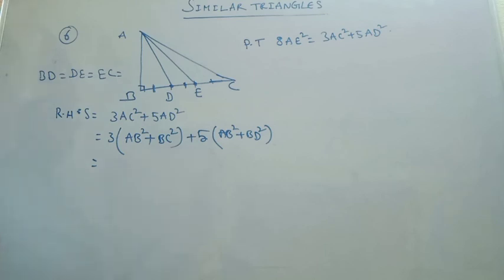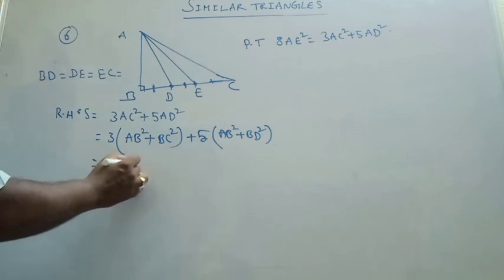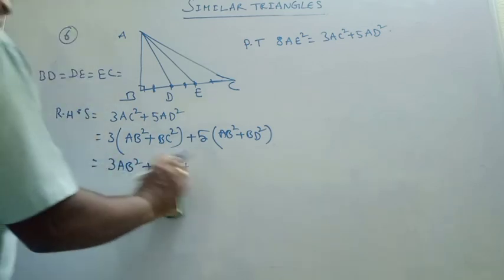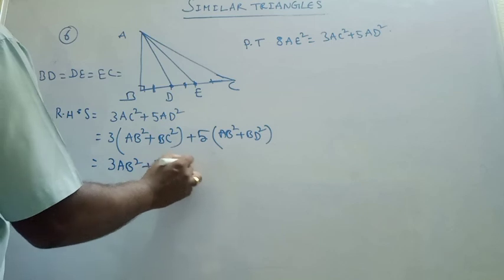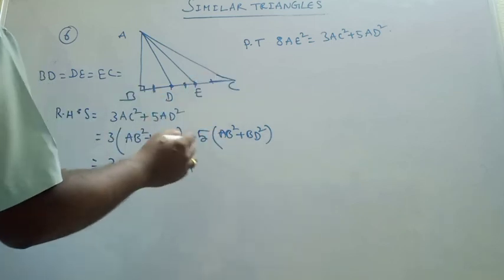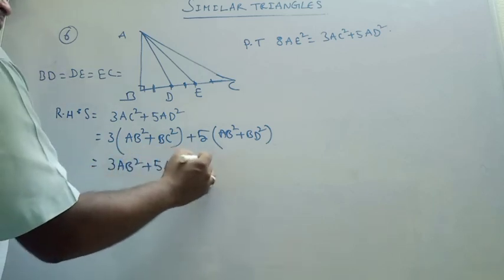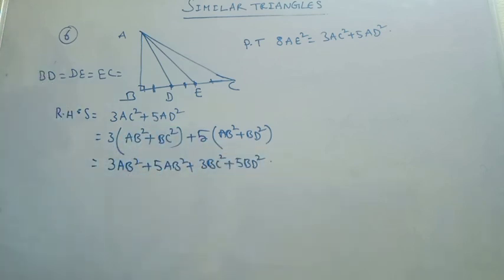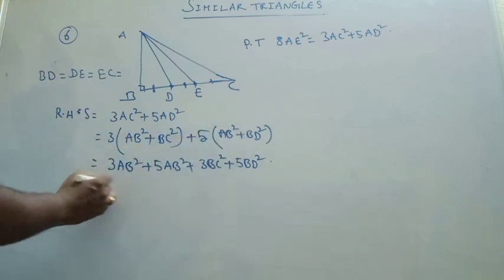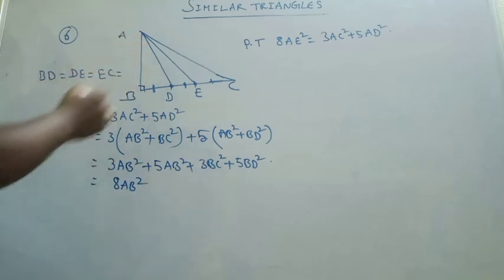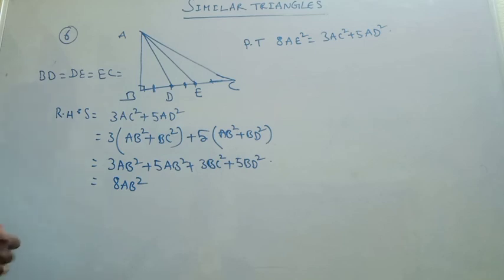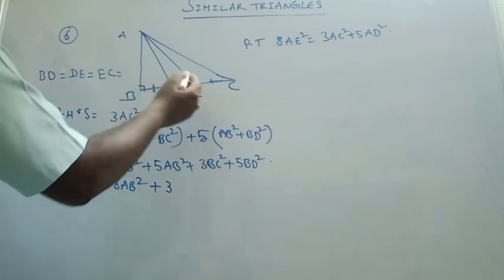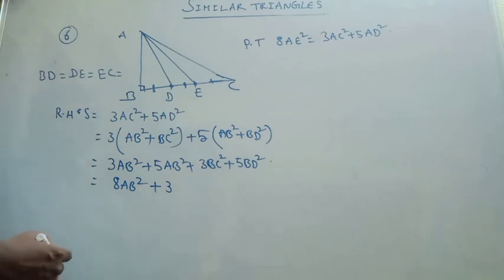Wonderful. Now see, my dear students, what we have got: 3AB square plus 3BC square, and here 5AB square plus 5BD square. So we have 3AB square plus 5AB square, which is equal to 8AB square. Then 3BC square plus 5BD square. Now, actually, BC square I have here.